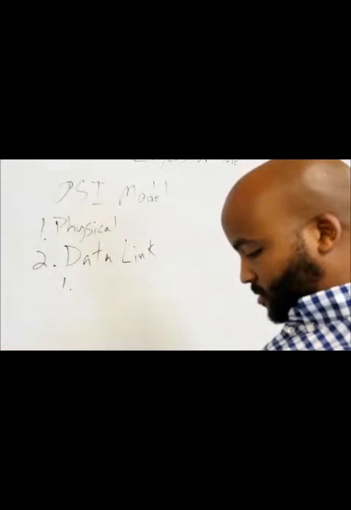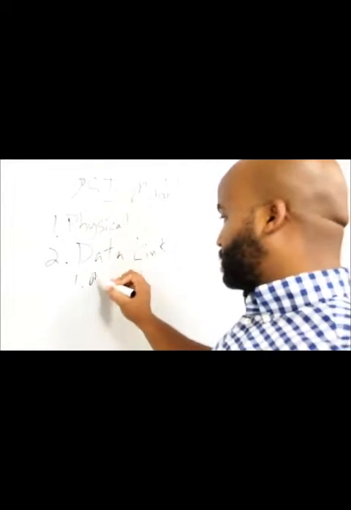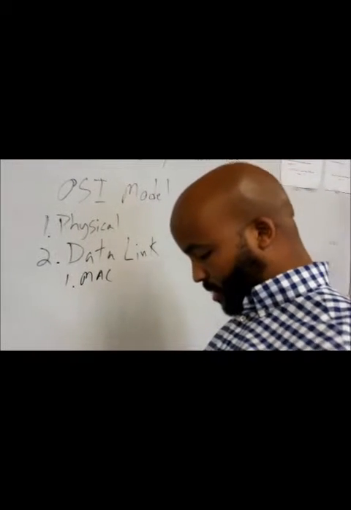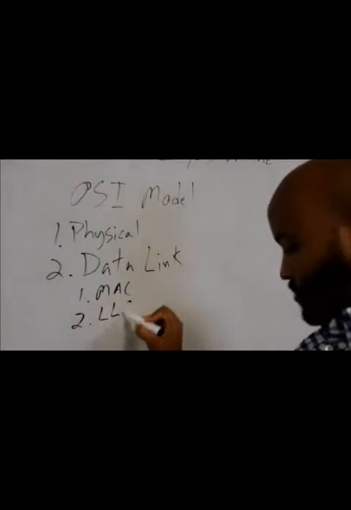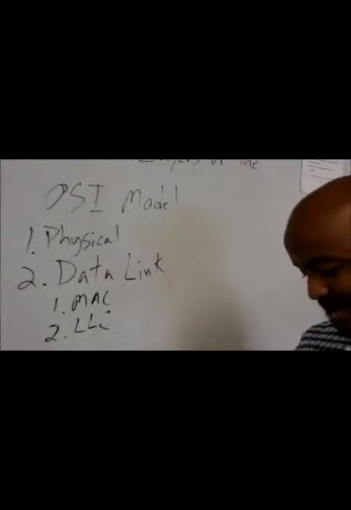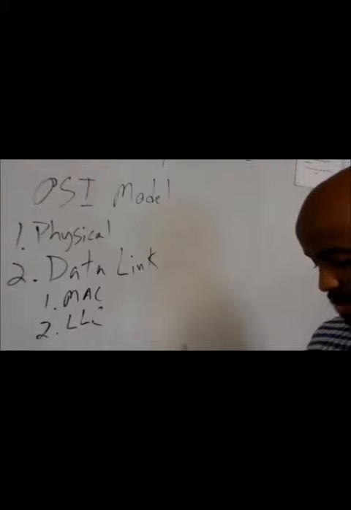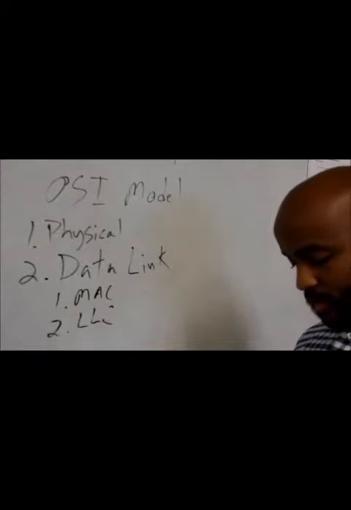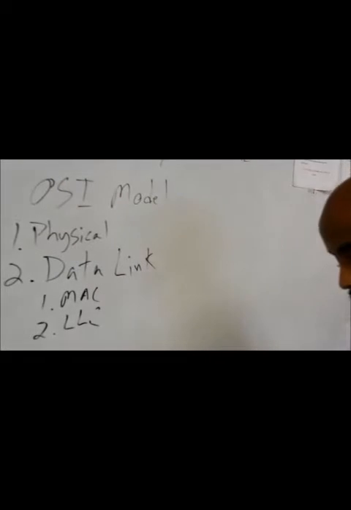You've got the MAC, which is the media access control layer, and then you have the logical link control layer. The MAC sublayer controls how a computer on the network gains access to data and permission to transmit it. The LLC layer controls frame synchronization, flow control, and error checking. Layer 2 data link examples include PPP, FDDI, ATM, IEEE, so on and so forth.